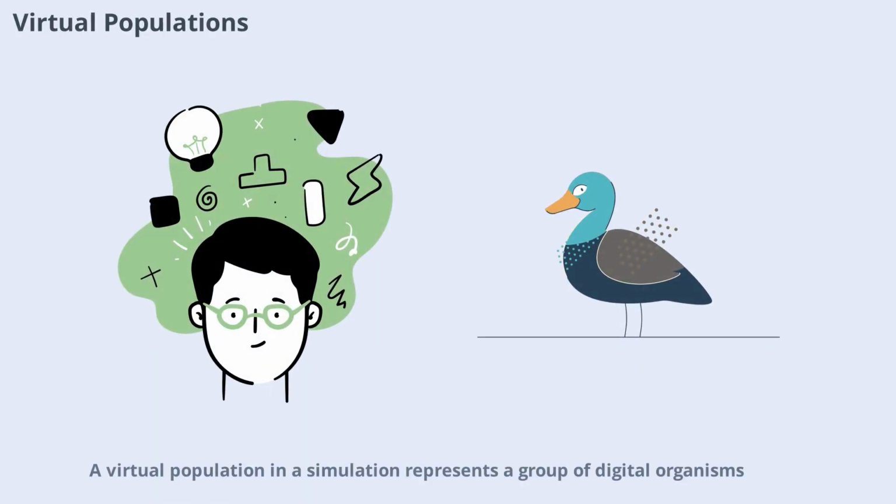A virtual population in a simulation represents a group of digital organisms. Each organism is defined by a set of genes, which determine its traits and behaviors. These populations can be as simple as a few individuals or as complex as thousands, depending on the goals of the simulation. By observing how these populations change over time, researchers can study evolutionary trends and patterns. Next, we'll discuss how genetic variation is introduced.